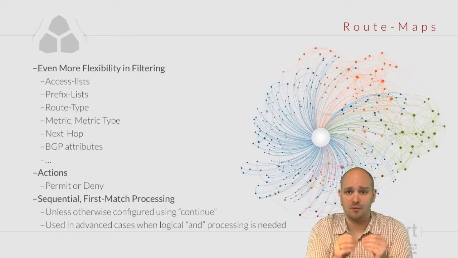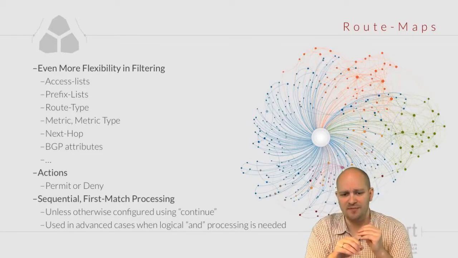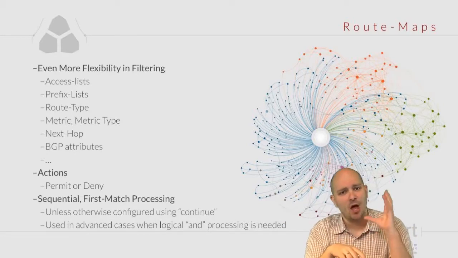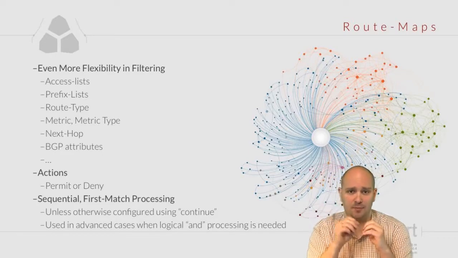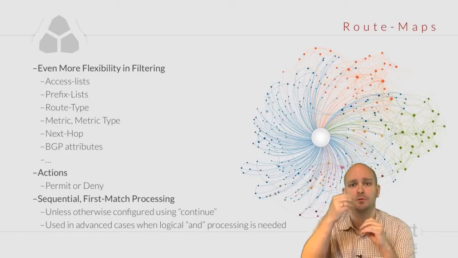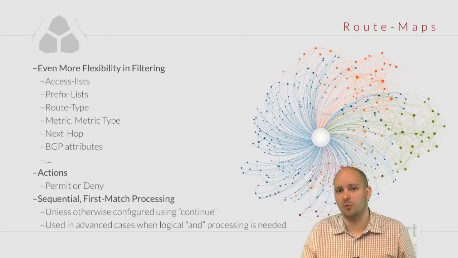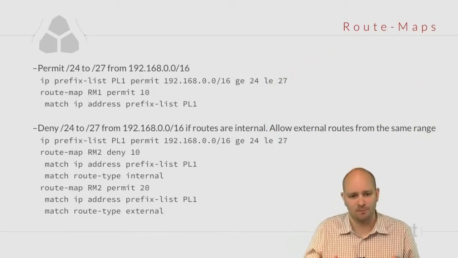But with route maps, we can be even more flexible using a specific configuration called the continue statement, in which we can say, if this entry is satisfied, do not exit processing at this point, but proceed on with another route map entry, and we can specify which sequence to use. So let's take a look at a couple of examples of route maps.